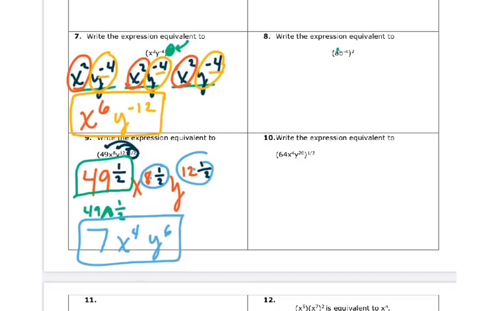Go ahead and try the same thing for number 10. Not too difficult at all.